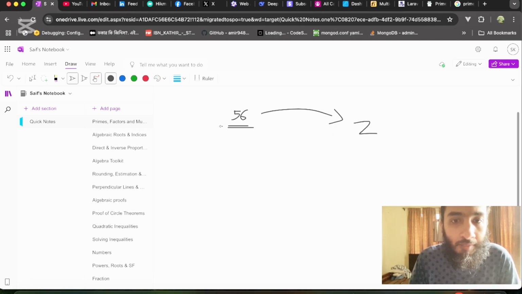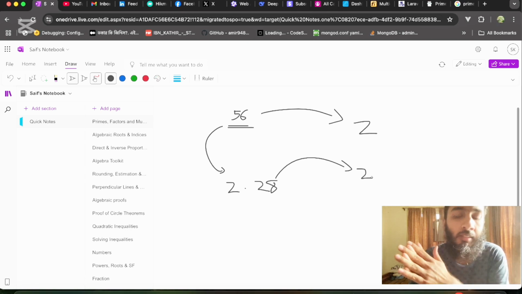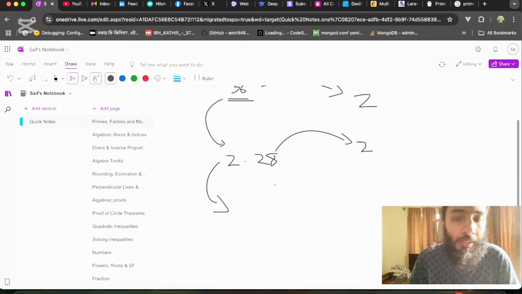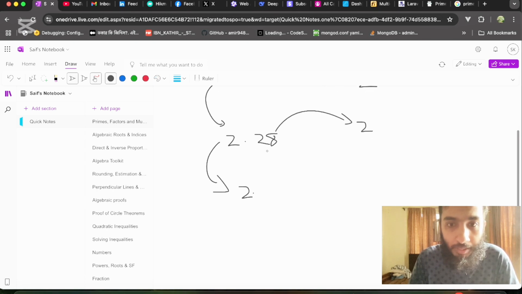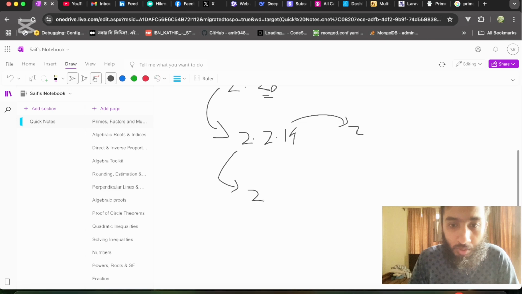So for example, I can express 56 as 2 multiplied by 28. Now I can divide 28 in the same pattern, dividing it by 2 and keeping the rest. So 2 multiplied by 28 can be written as 2 multiplied by 14. I can use the same formula for 14 as well: divide 14 by 2 and keep the rest. So this expression can be written as 2 multiplied by 2 multiplied by 14.